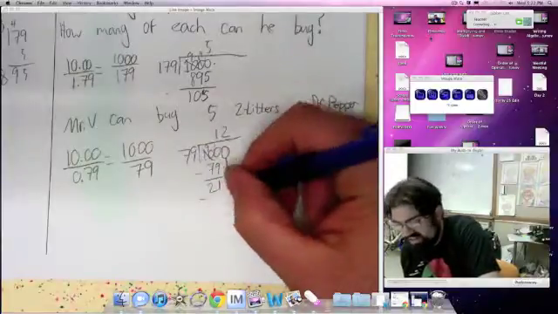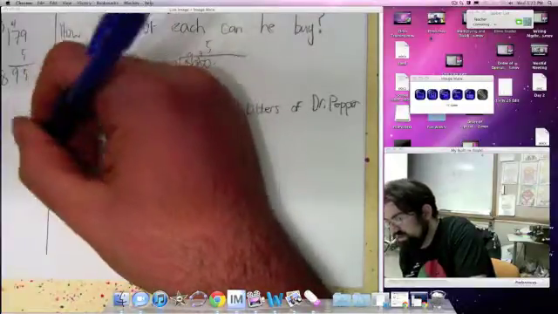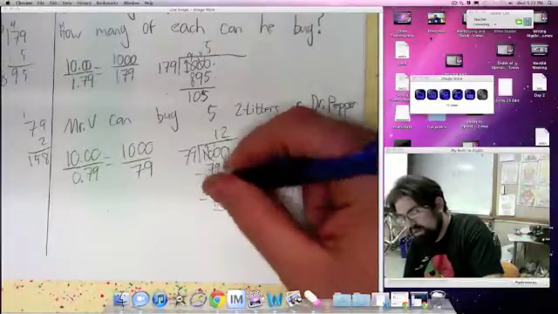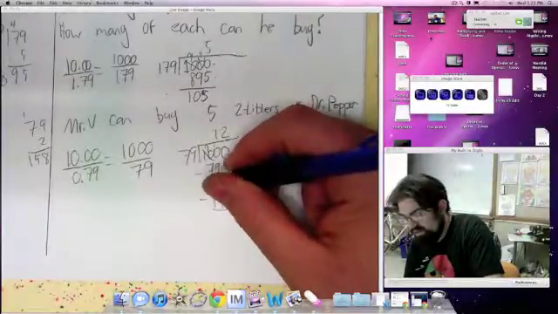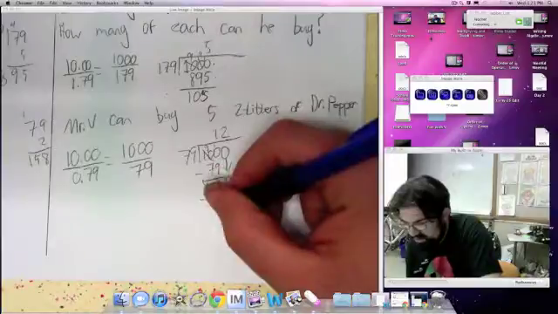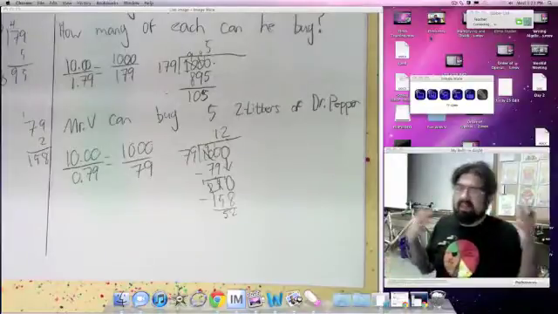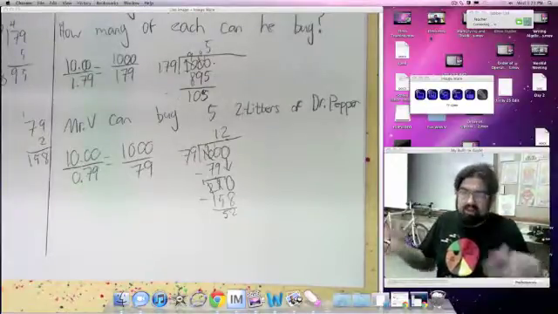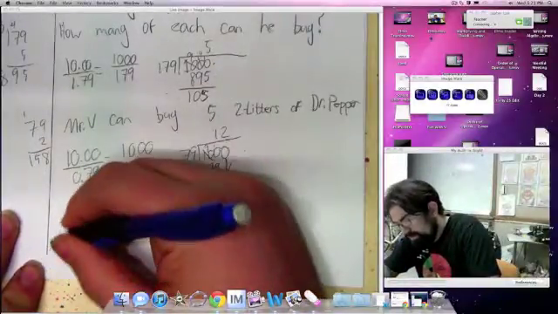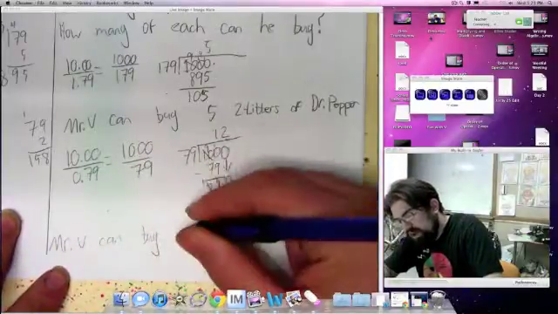2 times 9 is 18. 2 times 7 is 14 plus 1, 158. This is going to be a 0 now, and that's a 10. So this is 2. Borrow from here, and that's a 10. 10 minus 5 is 5. 52. Add a decimal, bring down a 0. No, I can't buy 12.8 of a 2 liter. It's 12 2 liters. So Mr. V can buy 12. Hey, that's over 10.